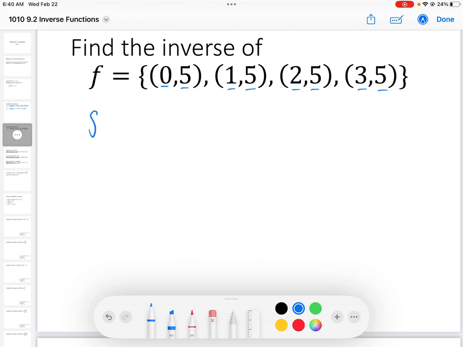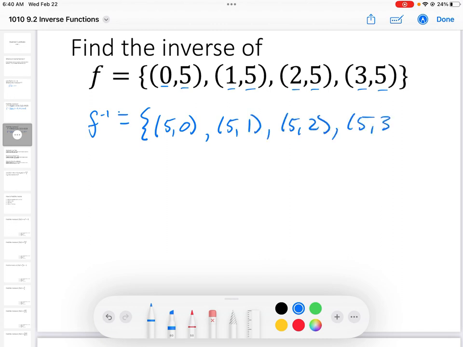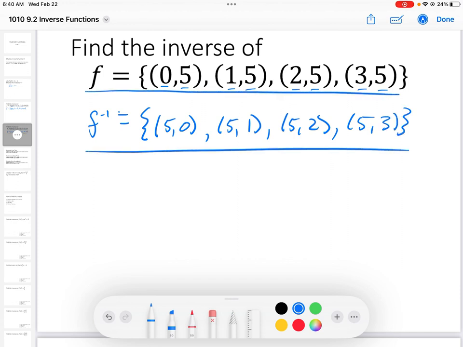But the inverse of this is actually not a function, because if we write out the inverse of this, a 5 goes to 0, but 5 also goes to 1, and 5 goes to 2, and 5 goes to 3. And so the original function is a function, but the inverse of it is not a function because every input goes to multiple different outputs.